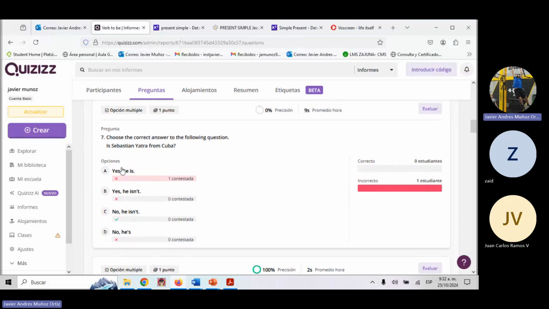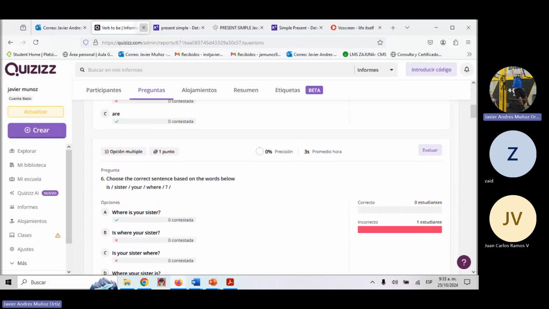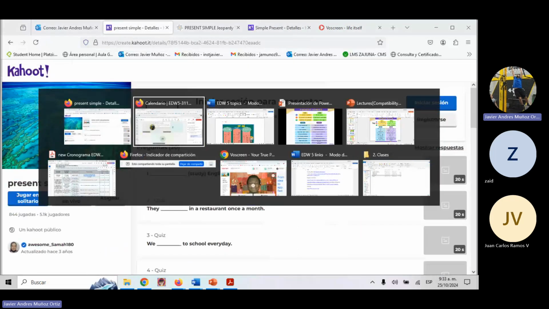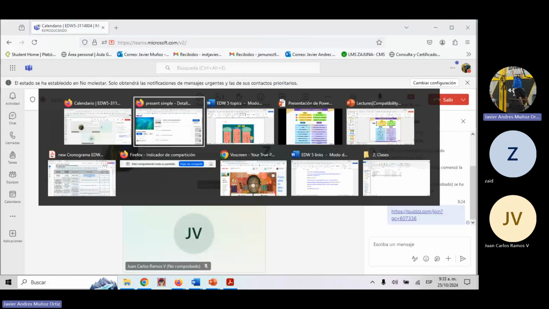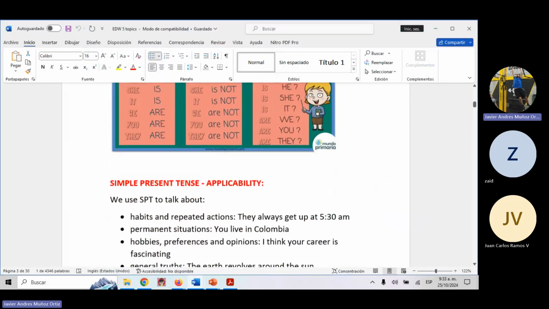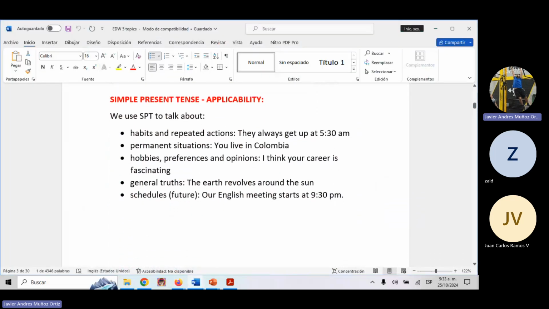Okay, in this case, is Sebastian Yatra from Cuba? The options are yes, he is, or no, he isn't. But according to the reality, he's not from Cuba. So he's from another place. I don't know where he is from, but he is not from Cuba. Okay, so this is it. This is the end of the verb to be explanation. Let's go with something else. Let's go with simple present tense.